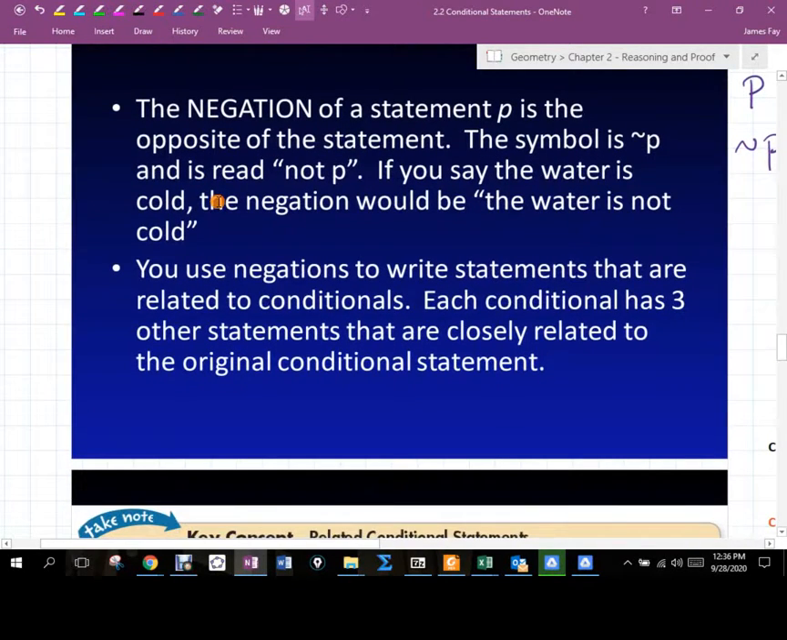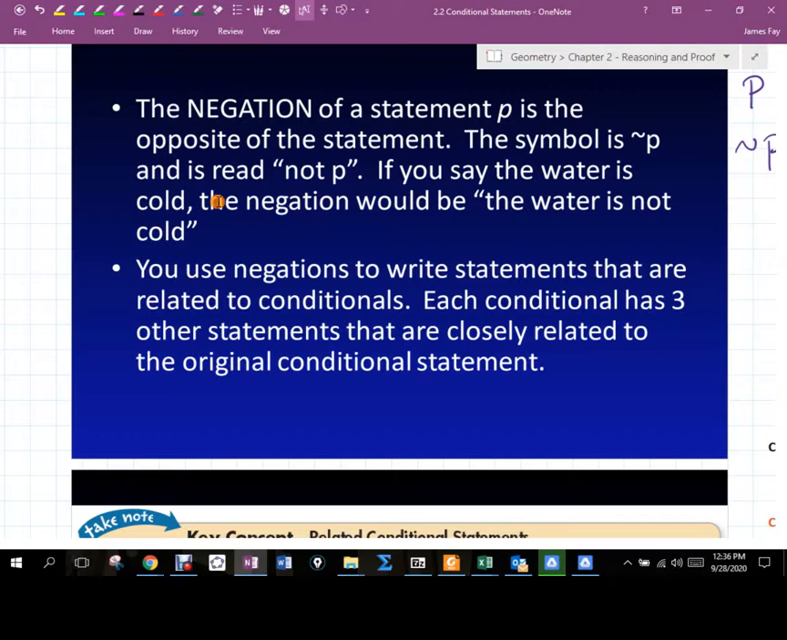The negation of a statement, you guys do this in English, okay? And a lot of times you're going to hear me make comparisons about math to English, okay? Because they're both essentially the same thing. They're both systems of rules that you need to abide by to accomplish something, okay? So the negation of a statement P is the opposite of the statement, okay?